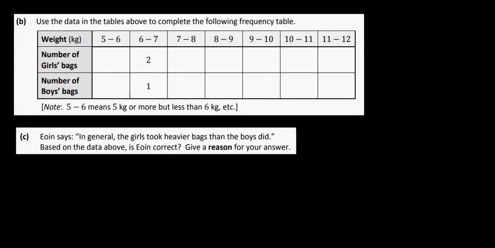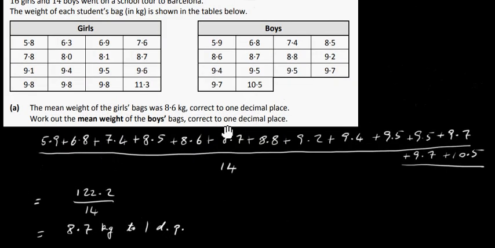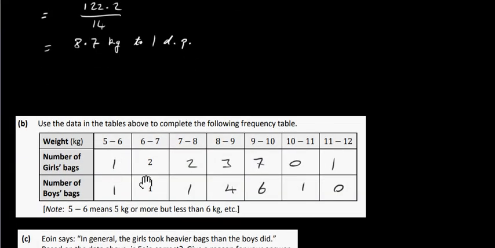Now, I've done this already, and I found that I got 3, 7, 0, 1 on the top, and on the bottom here I got 1, 1, 1, 4, 6, 1, 0. But you just simply count the number of weights here between 5 and 6, for example, and you put them in here. The number of weights for the girls between 7 and 8, and you put them in here.